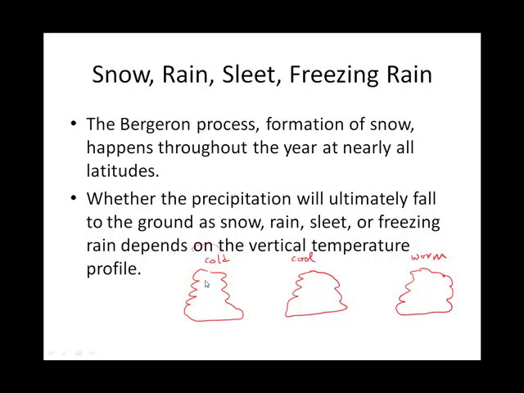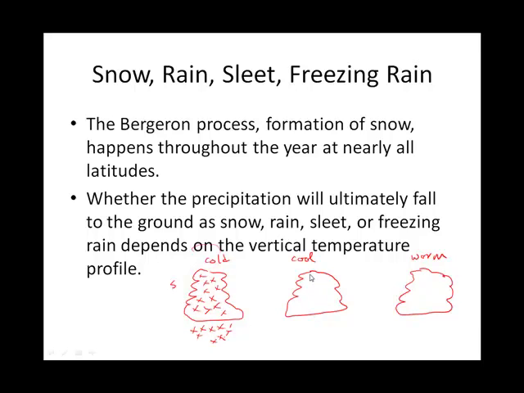A cold cloud, basically, you have the Bergeron process going on, which of course is the formation of snow or ice crystals. My little X's mean solid water or ice crystals. Within cold clouds, you have the Bergeron process going on throughout the cloud, and it will fall from the base of the cloud as snow.